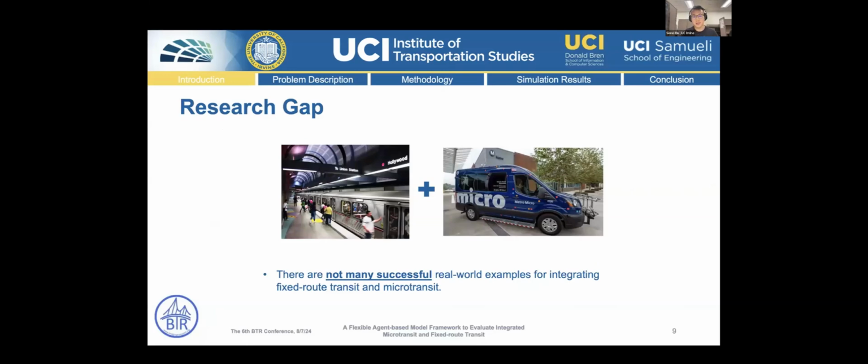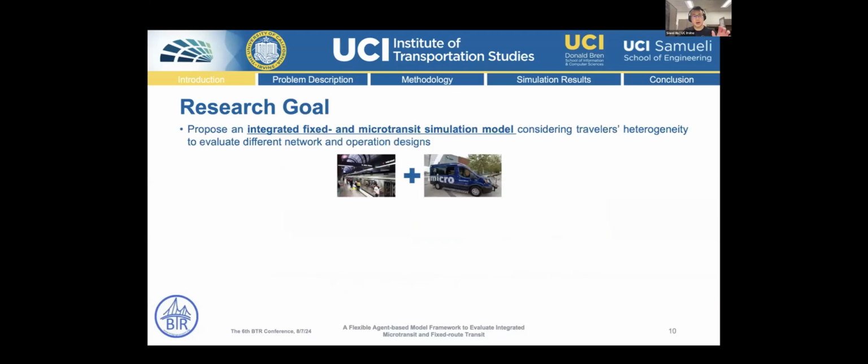But there is a research gap in the integration of fixed route transit and microtransit, which is that there are not many successful real-world examples of integrating them. So the research goal is to propose an integrated fixed and microtransit simulation model considering travelers' heterogeneity to evaluate different network and operation designs.